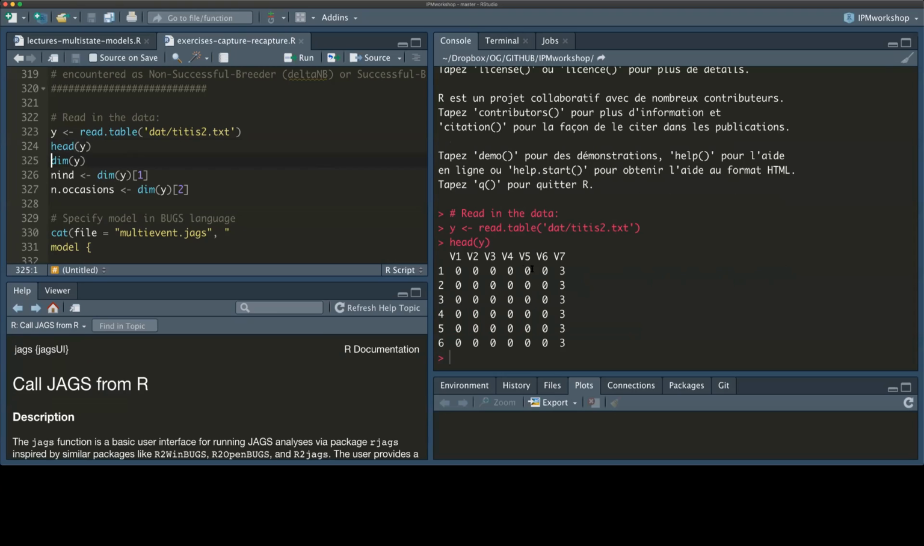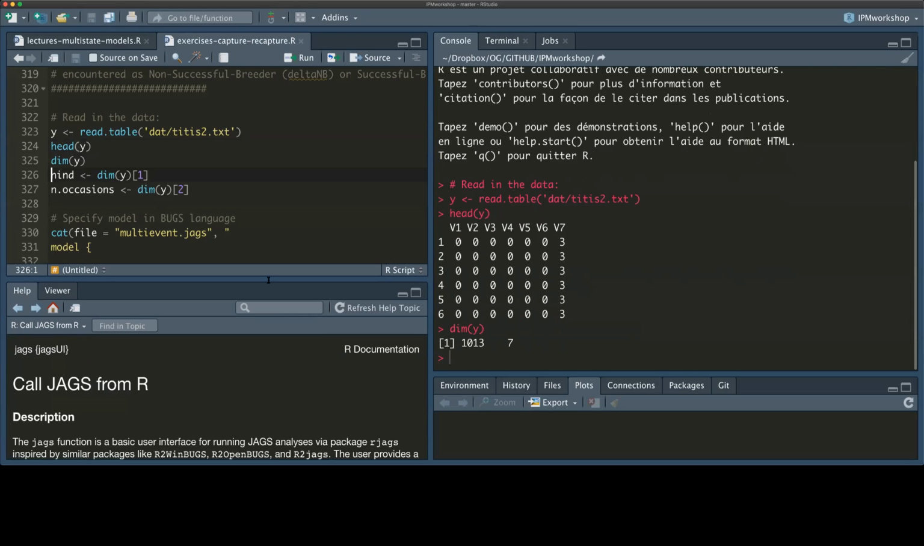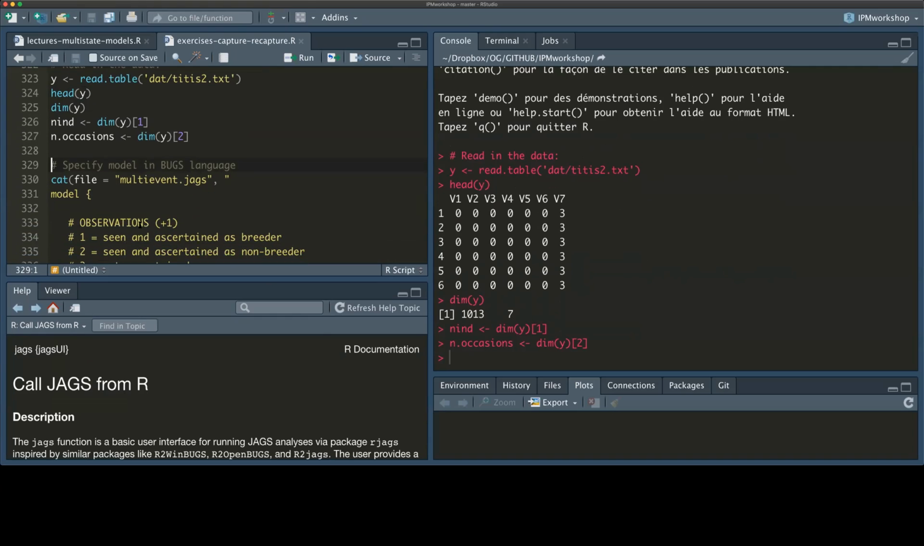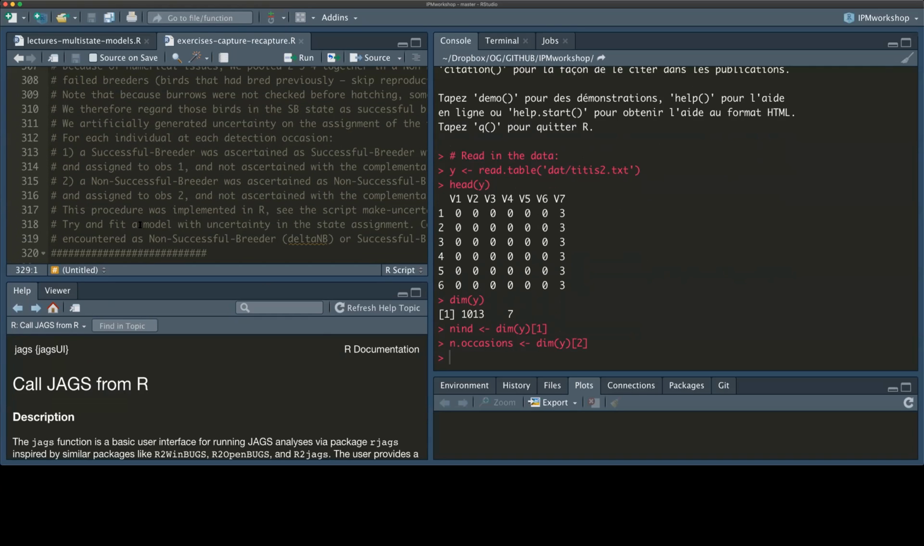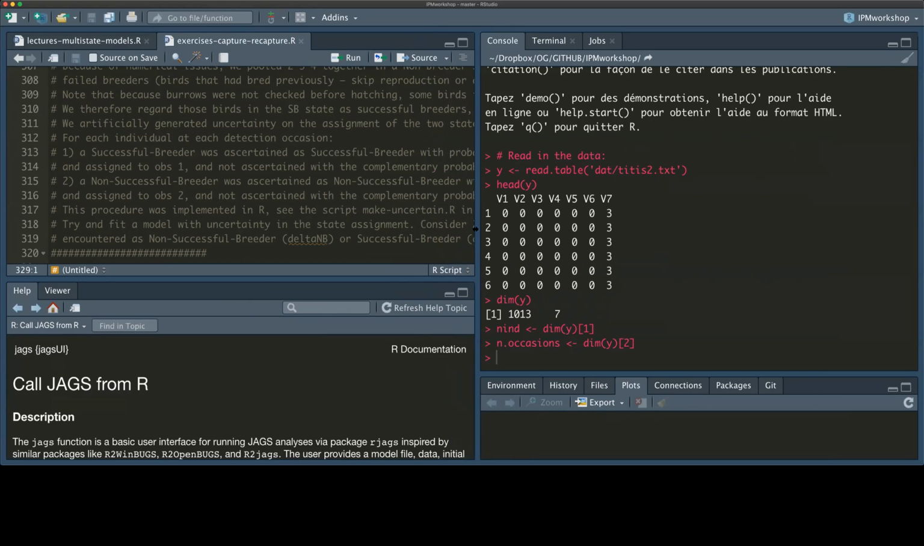So I read in the data, and we have threes, which correspond to detected, but we cannot assign a state to that individual. We have 1,000 individuals and 7 capture occasions. And we're going to fit a multi-event model with constant parameters. So we're going to have the two breeding states and the transition between those states, but we're going to account for uncertainty in the assignment of the state to an individual. So it's a multi-event model fitted in Jags.